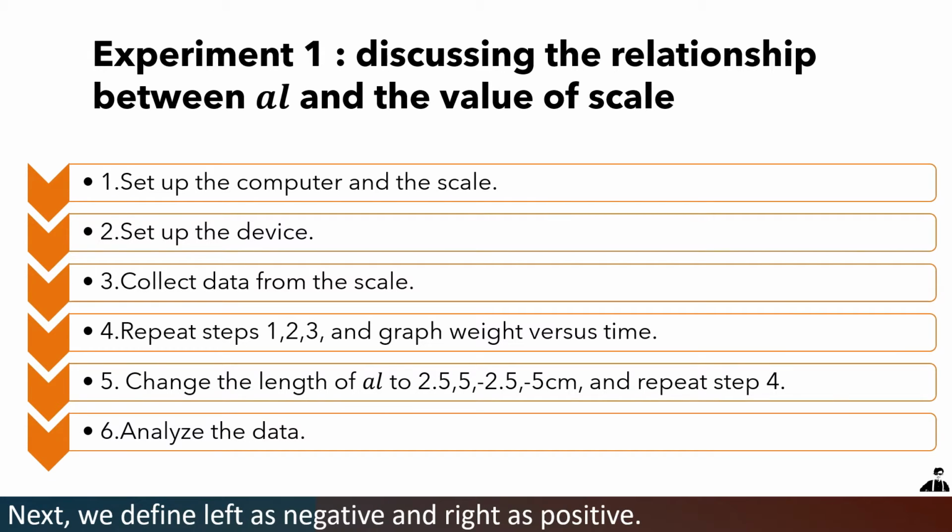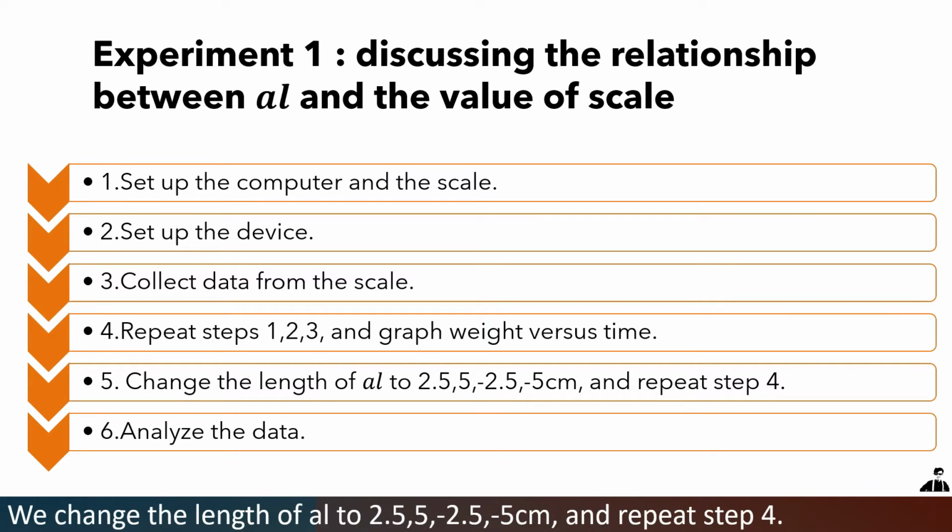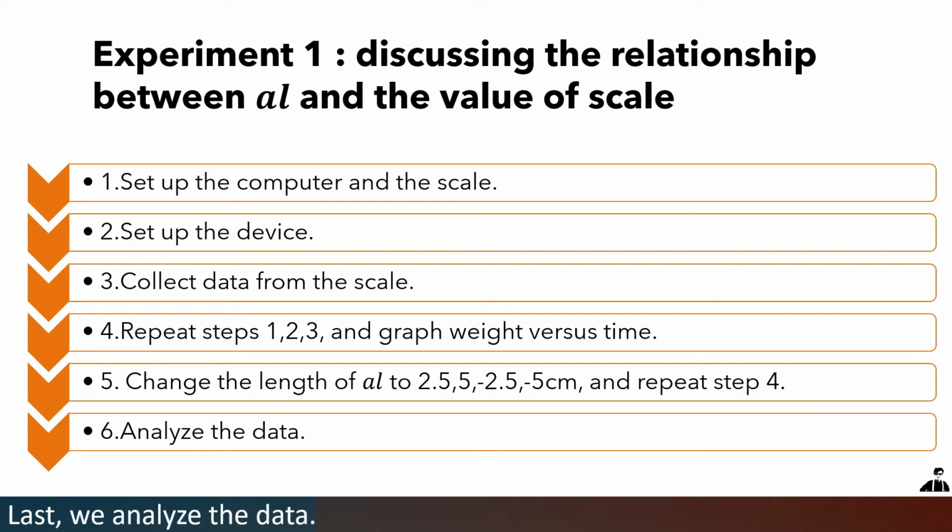Next, we define left as negative and right as positive. We change the length of AL to 2.5, -2.5, -5 centimeters, and repeat step 4. Last, we analyze the data.